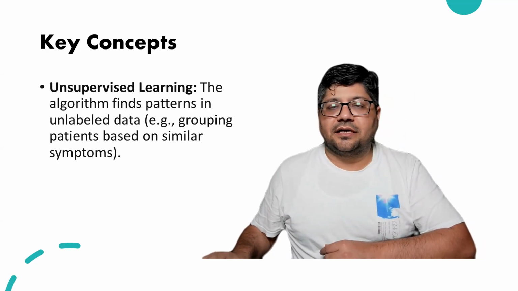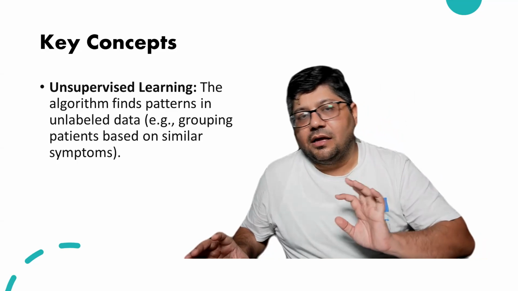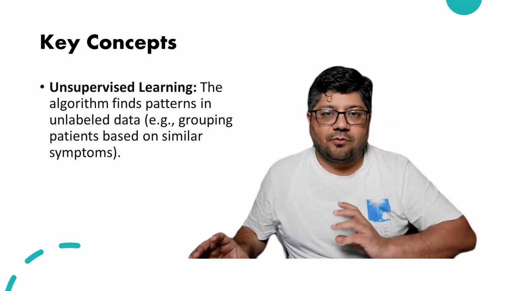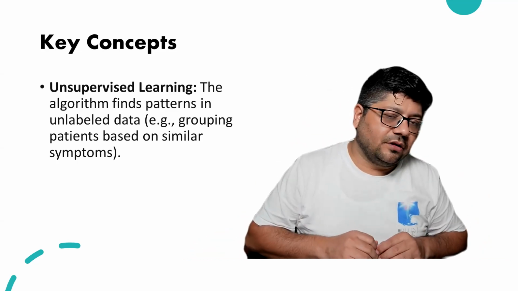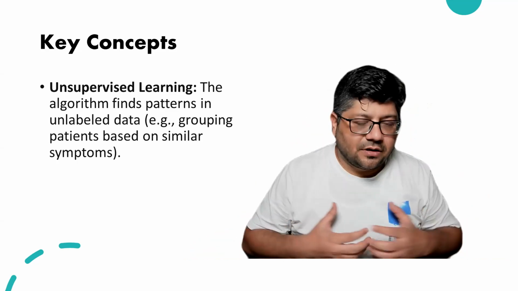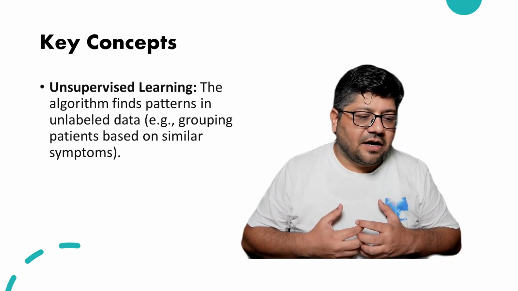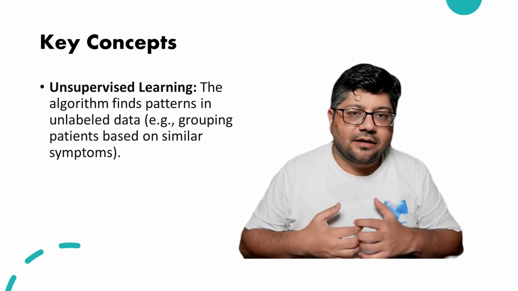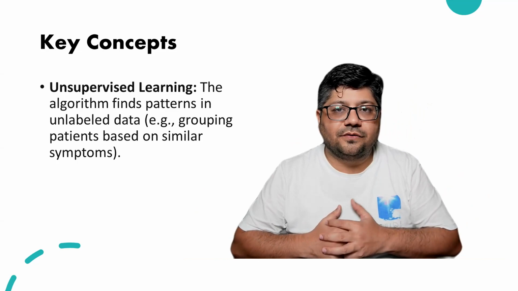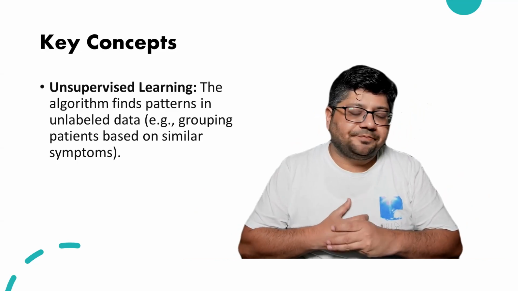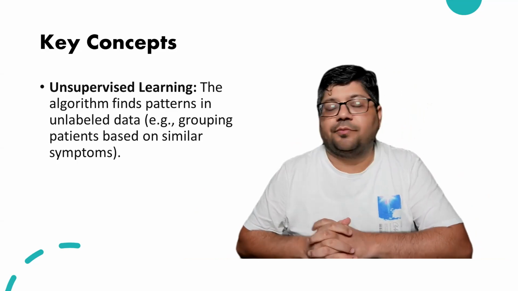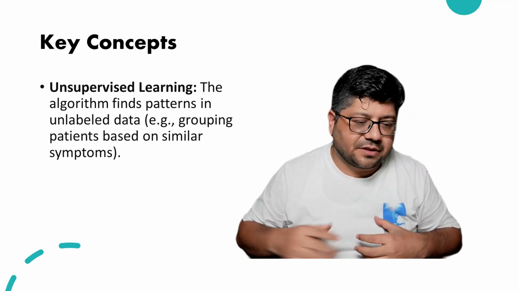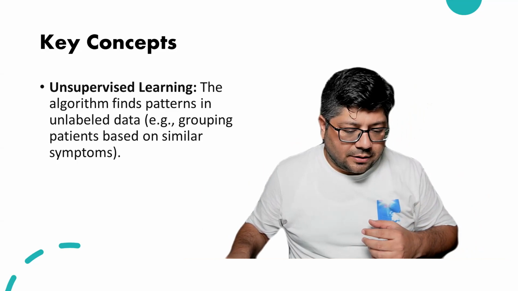And then the next type of machine learning is known as unsupervised machine learning model, as opposed to supervised learning. Unsupervised machine learning model does not use labeled data, but you have to identify different patterns within the data. Then based on those patterns, you will go for some meaningful interpretation. For example, grouping of patients based on similar symptoms, and so on.